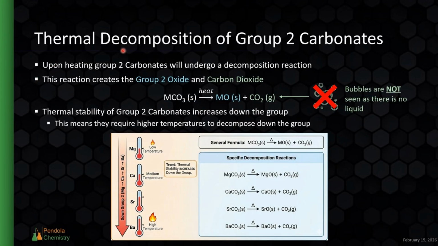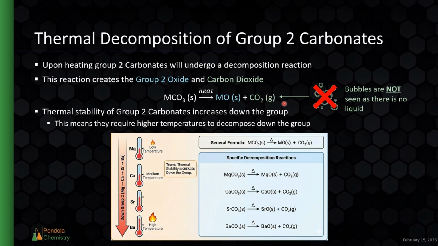So, thermal decomposition of group 2 carbonates. Group 2 carbonates undergo another reaction. Group 2 carbonates can thermally decompose. That means that when they're heated, that's what the thermal part is, they undergo a decomposition reaction, breaking apart. So the reaction of group 2 carbonates being heated is going to lead to the group 2 oxide being created and carbon dioxide. So we get that group 2 oxide, so whatever the group 2 oxide is, magnesium oxide, calcium oxide, strontium oxide, and the carbon dioxide.